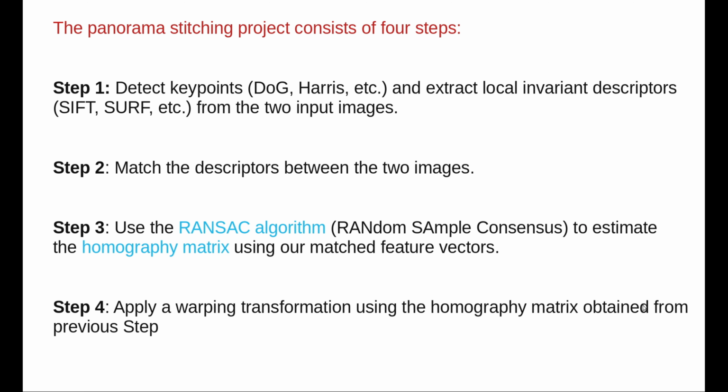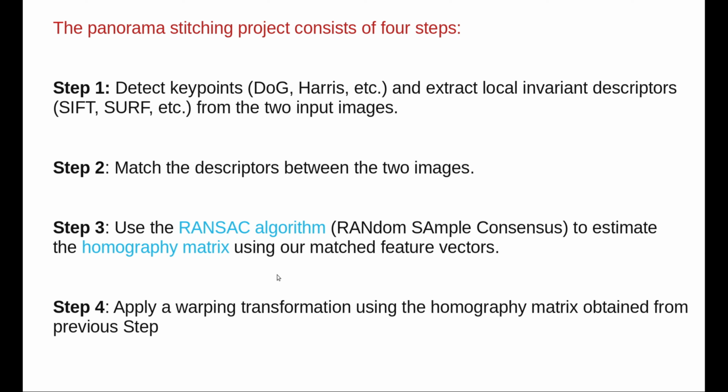And so this is the problem, and the overall flow of the work is this: this project consists of 4 steps. Step number 1 is detect key points under Harris or SIFT or SURF from the 2 input images. Then step 2 is match the descriptors between the 2 images. When I apply SIFT or SURF or Harris, they will return me a set of descriptors, which is a set of numerical vectors, and then I have to match them.